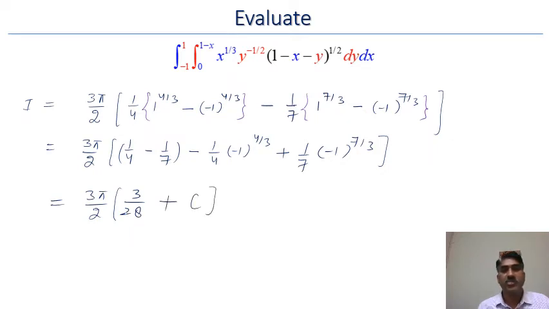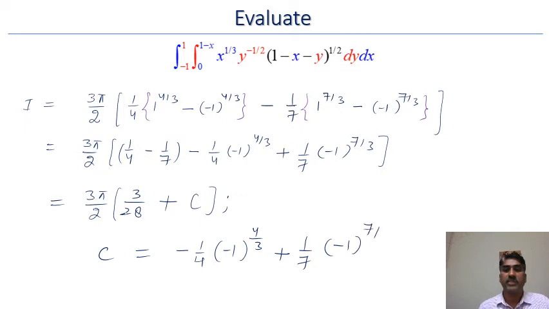So we just need to evaluate the C as minus 1 by 4 minus 1 to the power 4 by 3 plus 1 by 7 minus 1 to the power 7 by 3. And again I am saying, you are not especially required to obtain this C. If you put C in this form, you have evaluated it, so you can leave at this point.